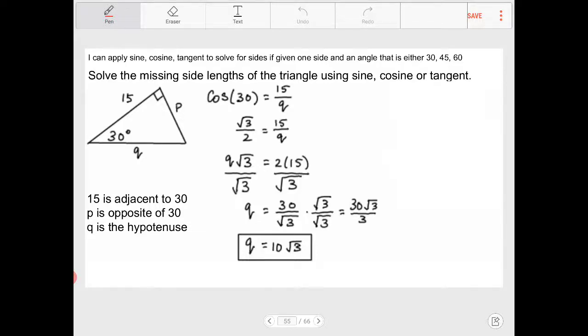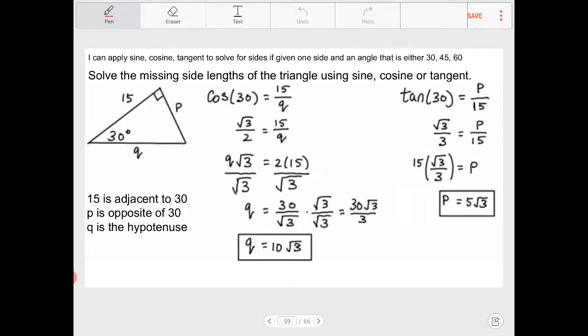I again want to solve for what P is. Here I'm going to apply tangent, because I know P is opposite of 30 and 15 is adjacent to 30 degrees. So the ratio will be opposite to adjacent. Tangent of 30 degrees is radical 3 over 3. Again, I would cross multiply, and I end up with 5 radical 3 as the side length for P.